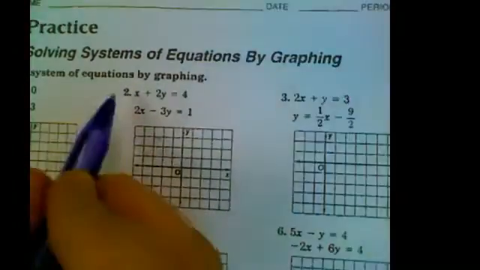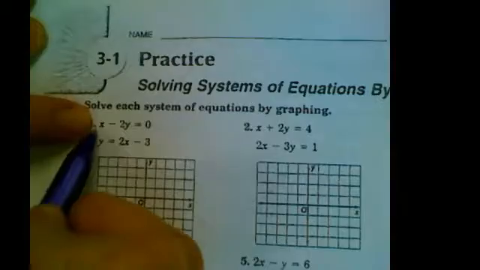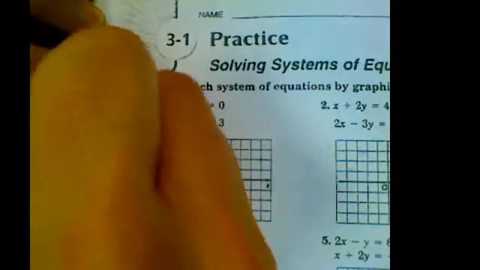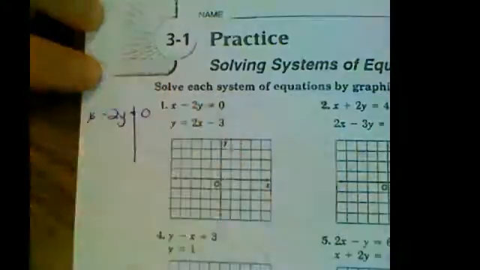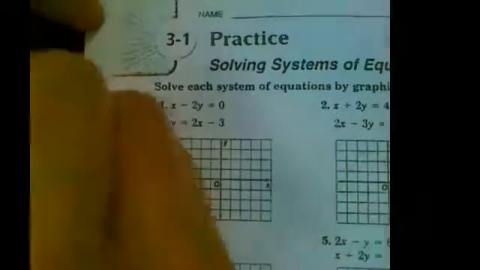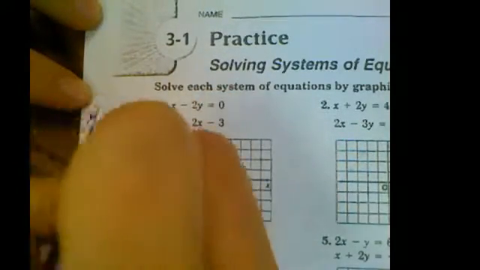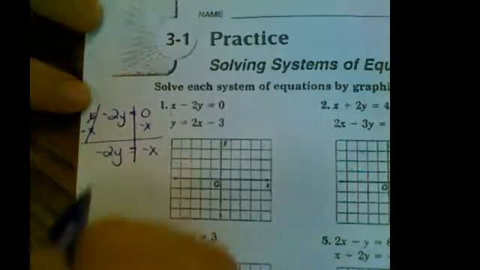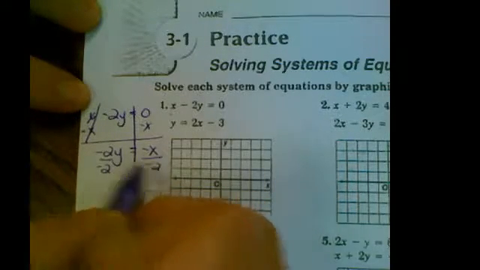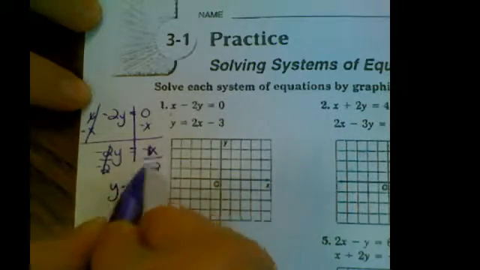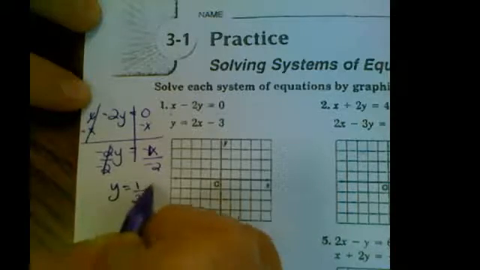So let's look at example 1. It doesn't matter. On example 1, this right here is not in y equals mx plus b form, so we actually need to put it in y equals mx plus b form. So we're going to do x minus 2y equals 0, and we're going to solve for y. I need to move x, so it's a positive x, so I'm going to subtract x. Then I'm going to divide by negative 2 because it's being multiplied. And remember, this right here is really like a 1. So two negatives are going to make a positive, and that's going to be 1/2 x.